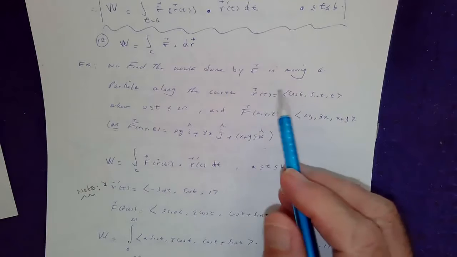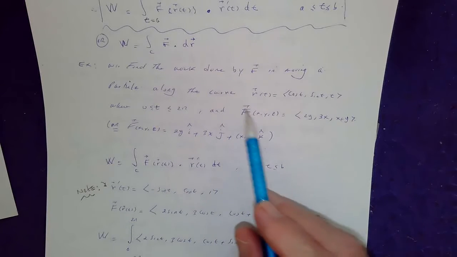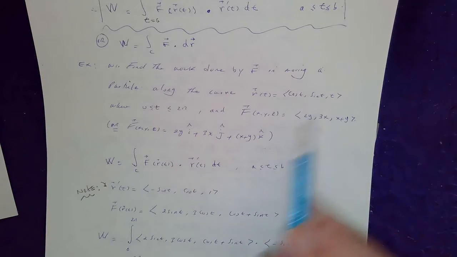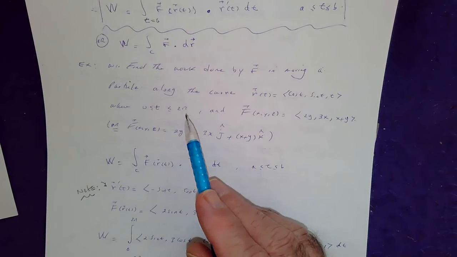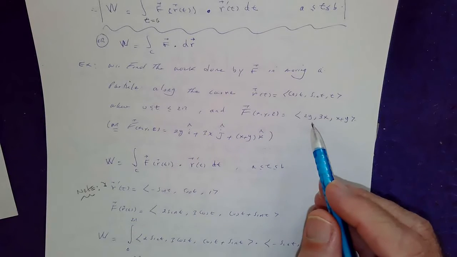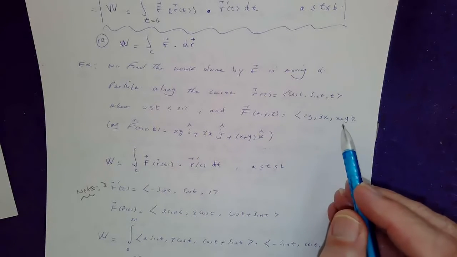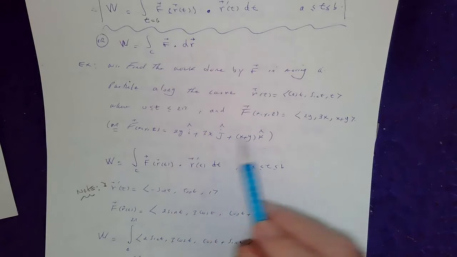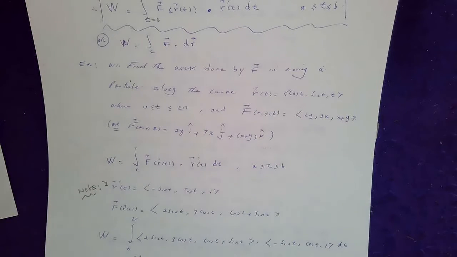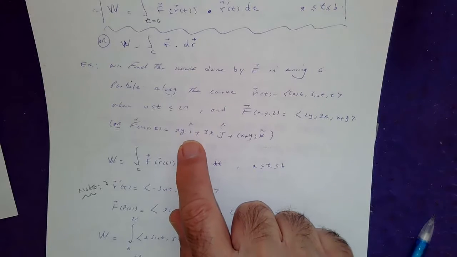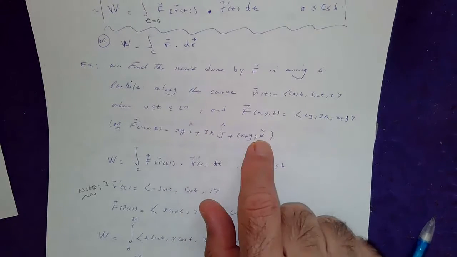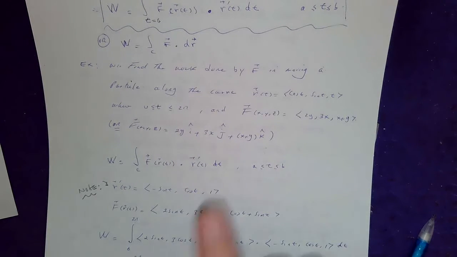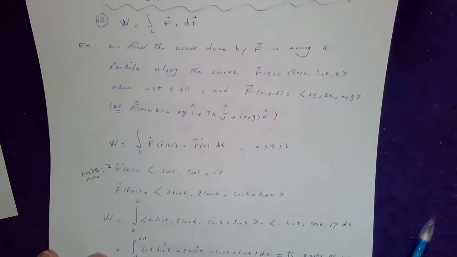Let's say find the work done by F in moving the particle along the curve. This is like the helix, where t goes from 0 to 2 pi, and the vector field is defined as 2y comma 3x comma x plus y. Or you could say 2y i plus 3x j plus (x plus y) k. In other words, you can also write the vector field as a linear combination of the standard unit vectors in the positive x, y and z axes.